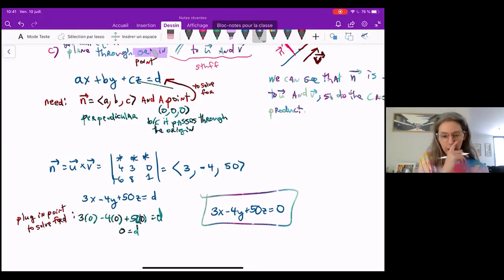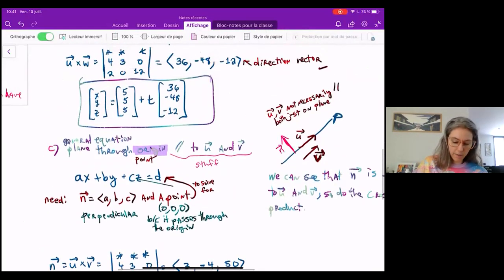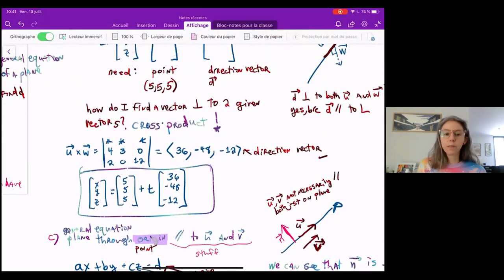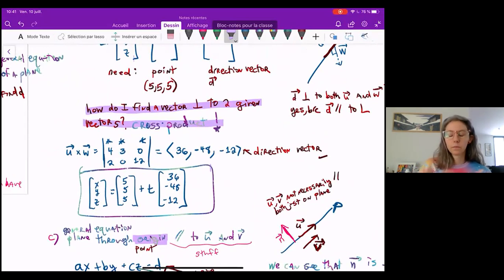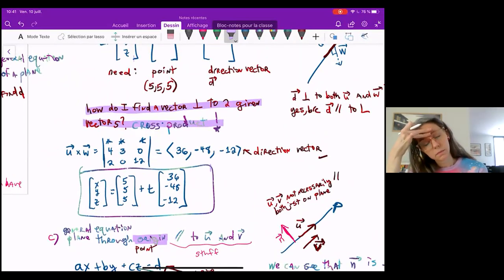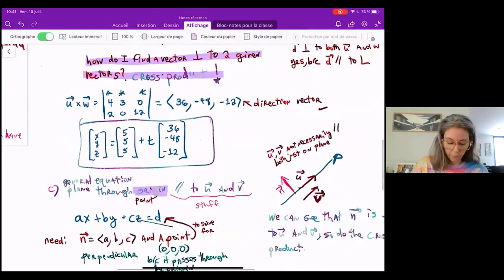So notice here, knowing the answer to this question, how do I find a vector perpendicular to two given vectors? The cross product was super important. So I'm going to highlight that. That is how we ended up doing both of these questions. Okay, are there any questions about this before we look at number 3?